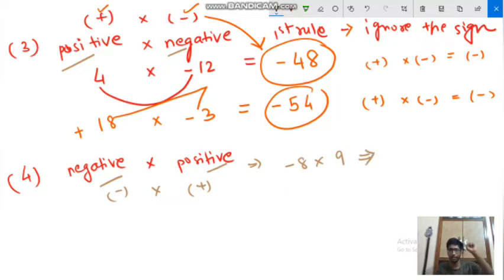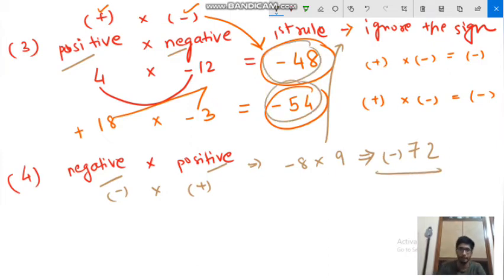Again, first rule same, that is ignore the sign and just multiply. Your answer is 72, correct. And then what you need to do, just put a minus sign in front of it. This is your answer. So positive into negative and negative into positive both will give you a negative answer. Okay, here also it was negative, here also it is negative.